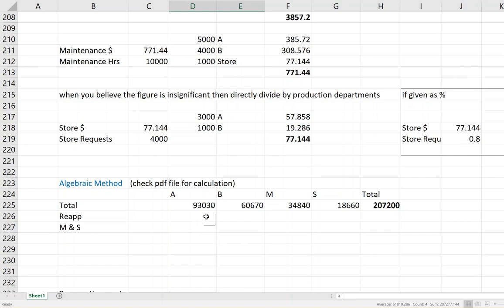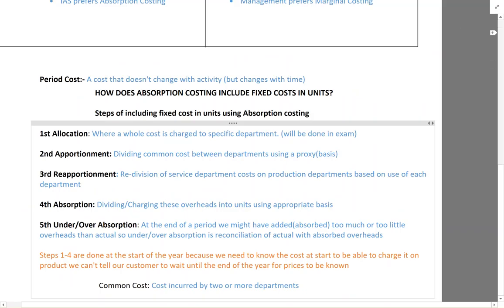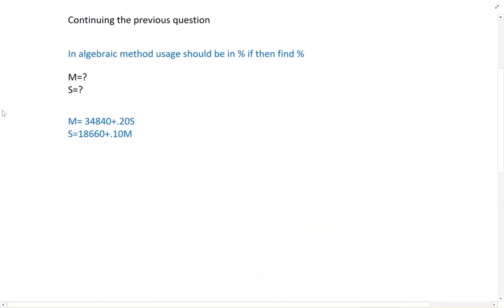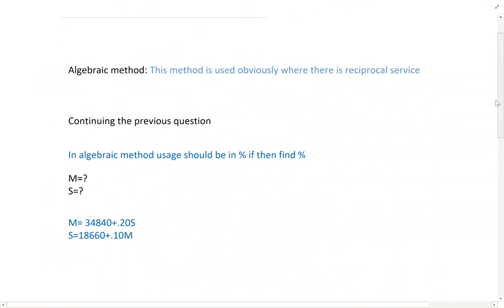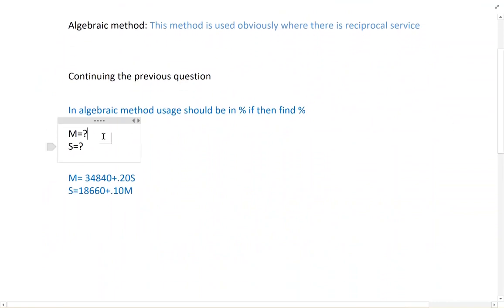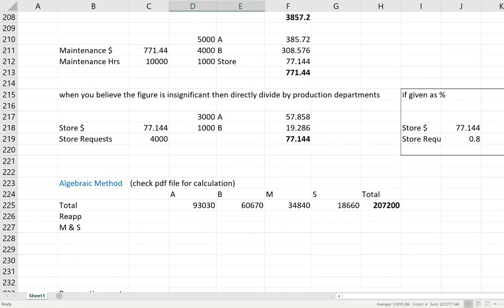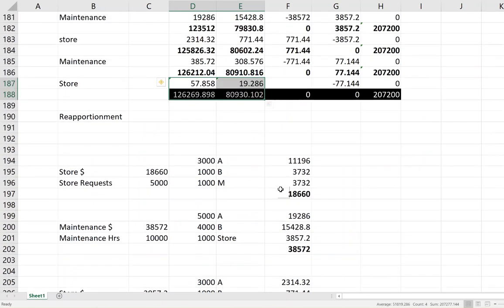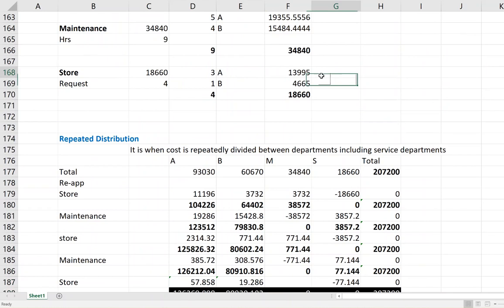So, doing this question by the algebraic method, there are different ways you can do it, but I will explain only one way. Remember, we are finding M and S. M is the maintenance and S is the store. We know this much that, let's go to the question.